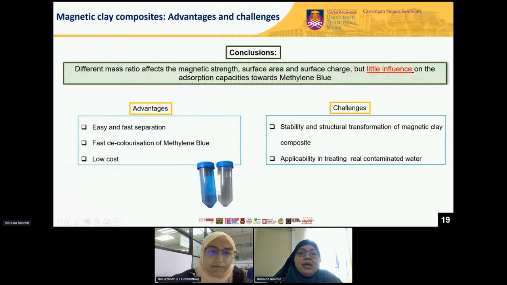As a conclusion, even though we have a different mass ratio of kaolinite and iron oxide composite, and in terms of magnetic strength, surface area and surface charge it has some differences, it has little influence on the adsorption capacities towards the methylene blue. In terms of the advantages, this composite allows easy and fast separation. We only need 5 minutes to completely remove all the methylene blue, and the material is also low cost. The challenge, and the next phase, is to understand the stability and its transformation, and also to use it for treating real contaminated water.